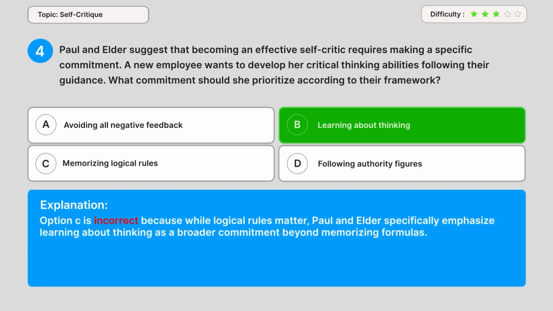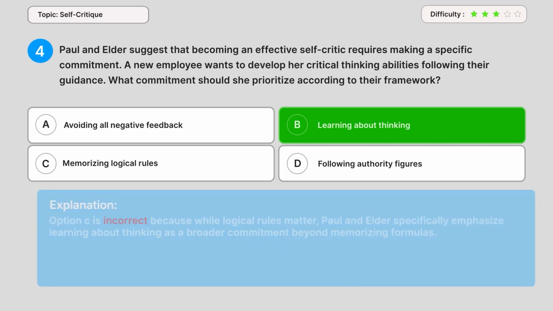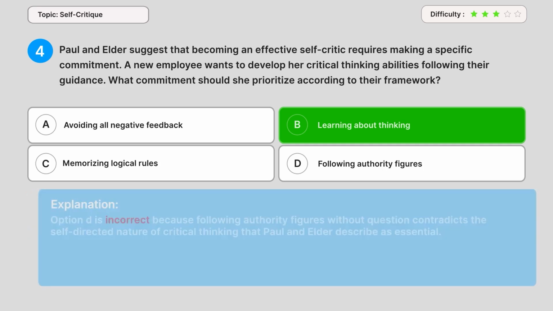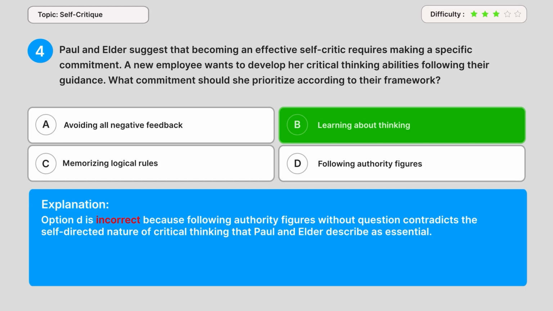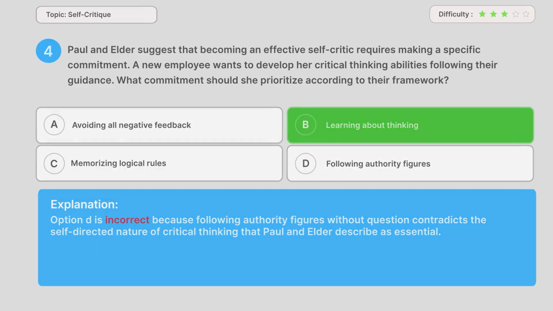Option C is incorrect because while logical rules matter, Paul and Elder specifically emphasize learning about thinking as a broader commitment beyond memorizing formulas. Option D is incorrect because following authority figures without question contradicts the self-directed nature of critical thinking that Paul and Elder describe as essential.